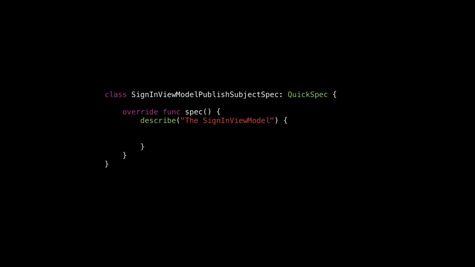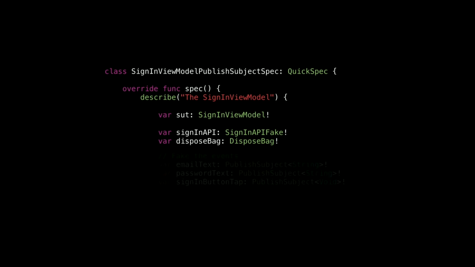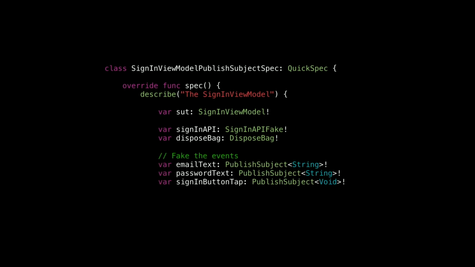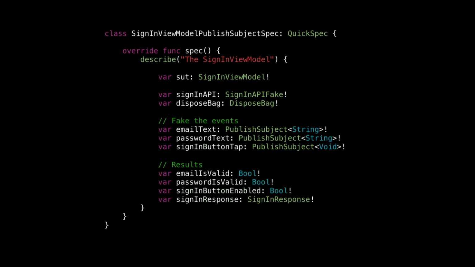So, in our test class, we have our subject under test, which is a sign-in view model. We have a sign-in API of type sign-in API fake and a disposable. And we have those public subjects that correspond to the input observables in order to be able to use them to mock the input events. We also have those properties that correspond to the values of the events emitted from the output observables, which we're going to use later to make our assertions.